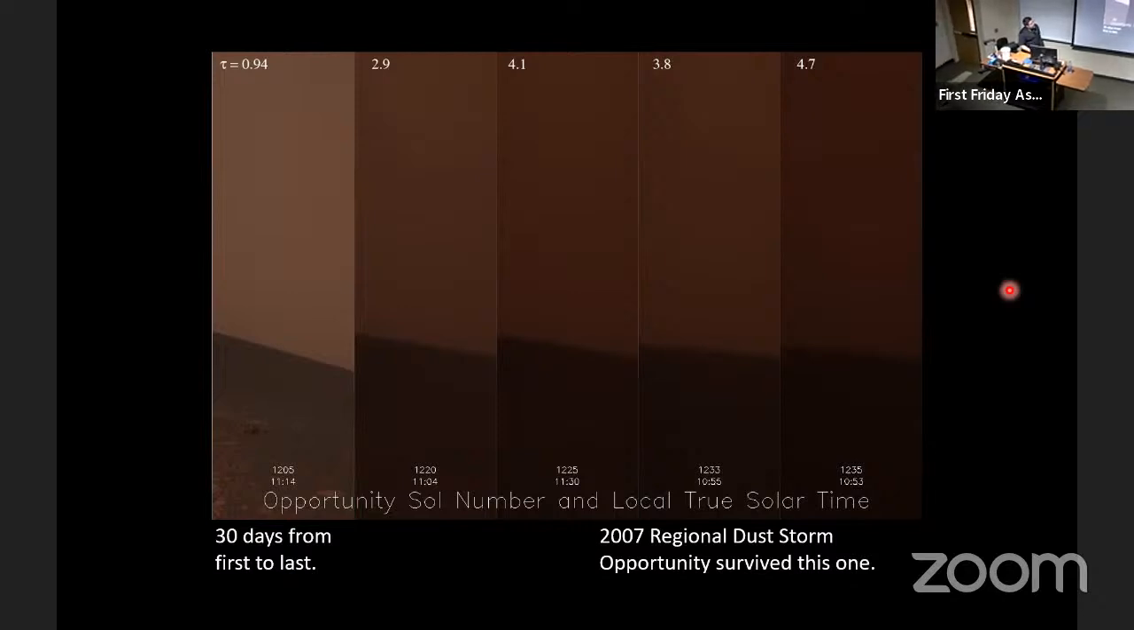We do have two spacecraft right now, Curiosity and Perseverance, that are powered by what are called radioisotope thermoelectric generators. So they're little bits of plutonium. The plutonium decays. When it decays, it gives off heat. And that heat is converted into electricity. So we do have two spacecraft that won't be harmed by a dust storm like this.